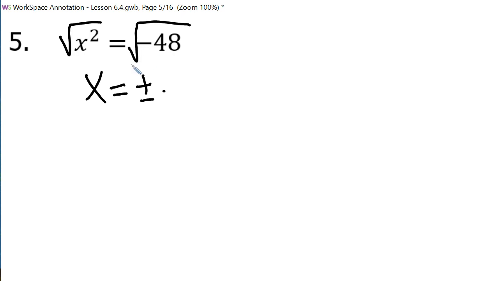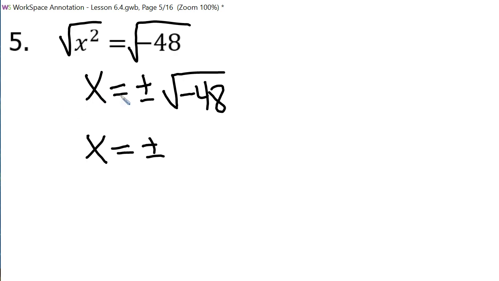Is negative 48 a perfect square? No. So can I leave my answer as plus or minus the square root of negative 48? No, because that simplifies. So we need to simplify that radical. If it's negative, what should be the first factor that you write down? Negative 1. What is the largest perfect square for 48?